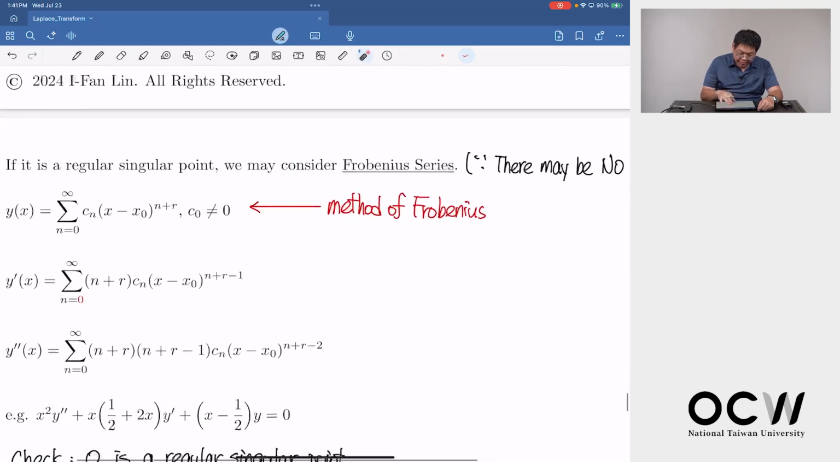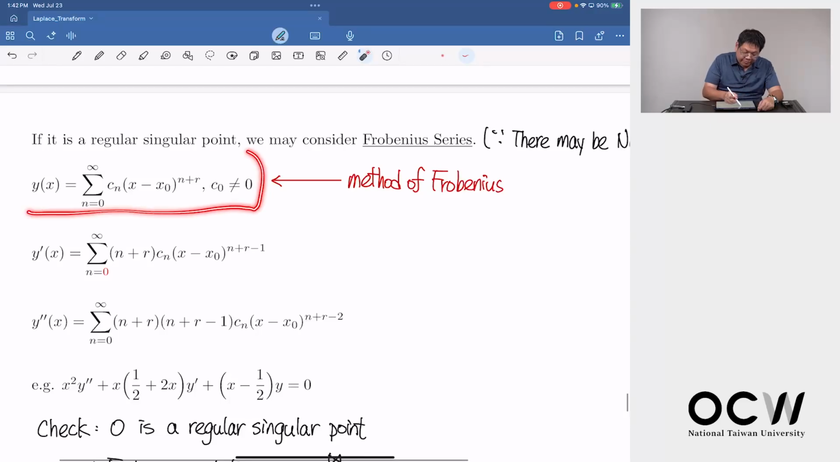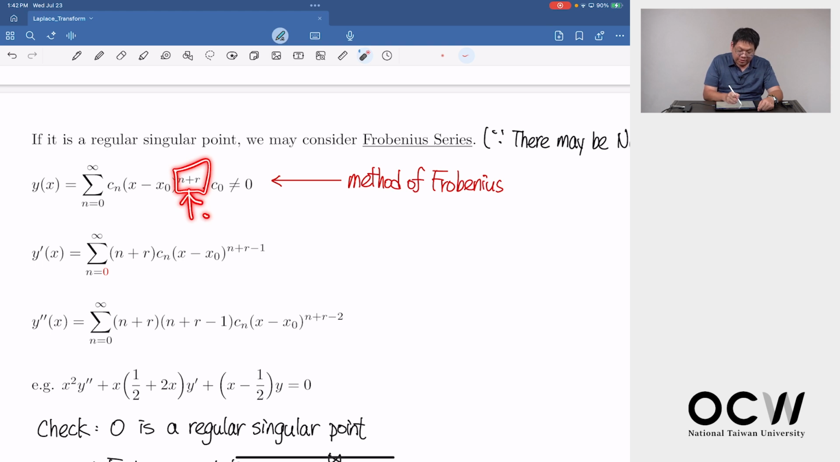So what is the Frobenius series? The Frobenius series is in this form. The y is the linear combination of x minus x naught, but here the power is n plus r, rather than just n. If I have this series as my solution y, then we can bring it to our ordinary differential equation. To do that, we need to figure out what y prime is and also y double prime.